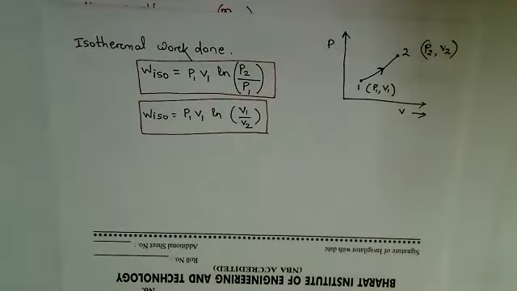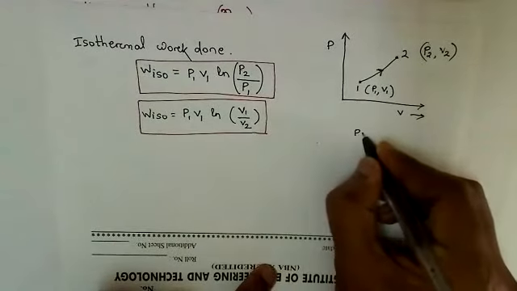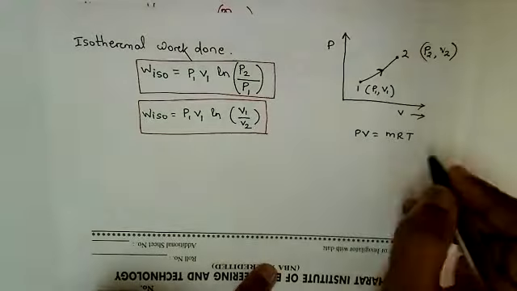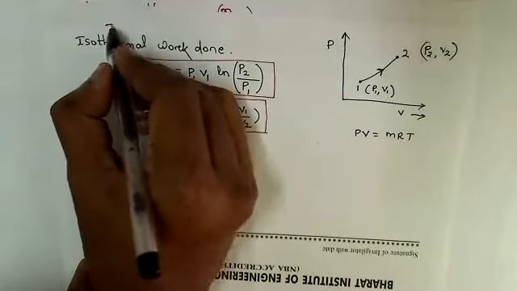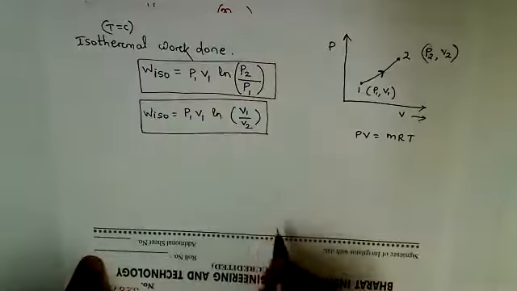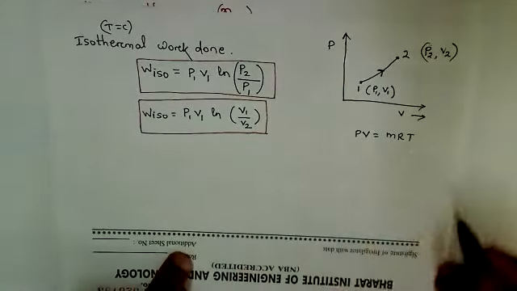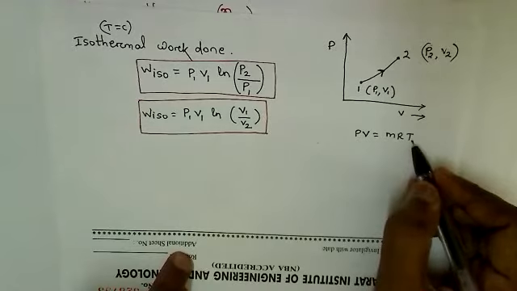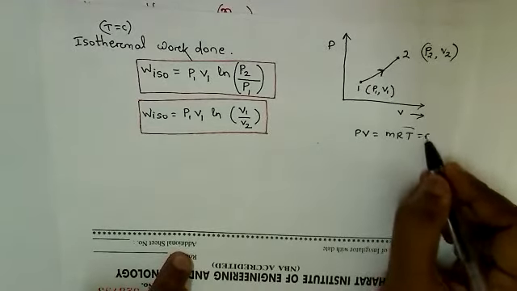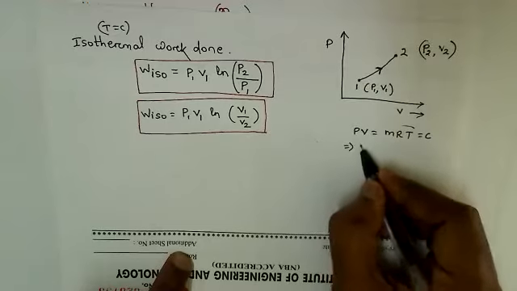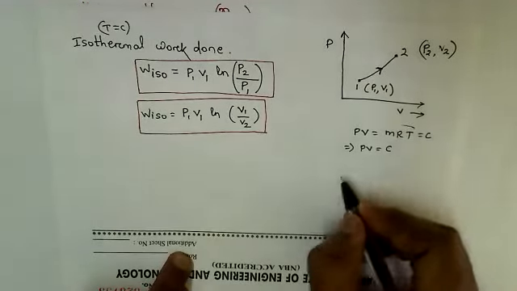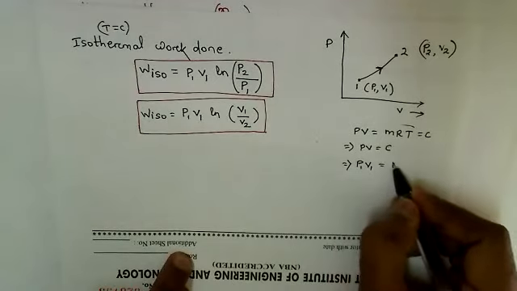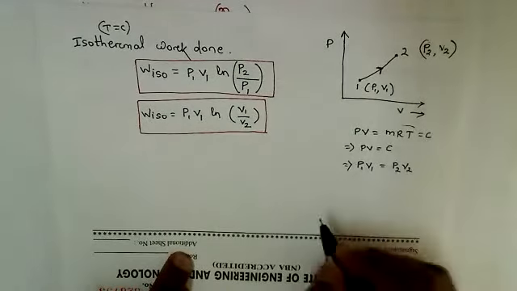Okay, how will this come? We have the ideal gas equation PV equal to mRT, and isothermal process means temperature will remain constant. That is the meaning of isothermal process. The mass of the gas is constant, R is the universal gas constant, and if temperature is also constant, then this total term is equal to a constant. So we have got PV equal to constant. If PV is equal to constant, I can write P1 V1 is equal to P2 V2.